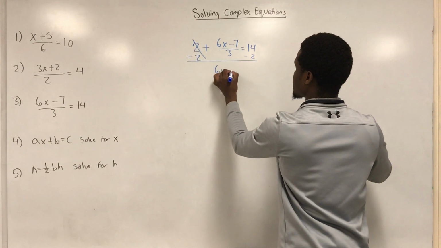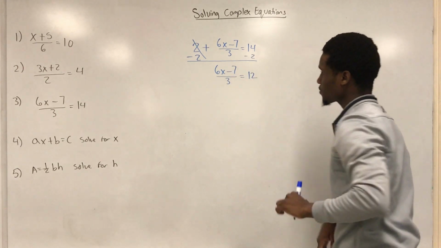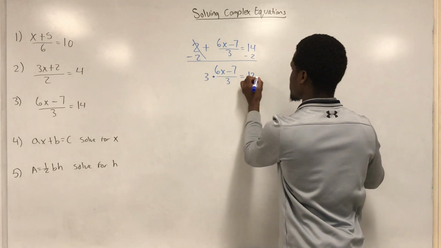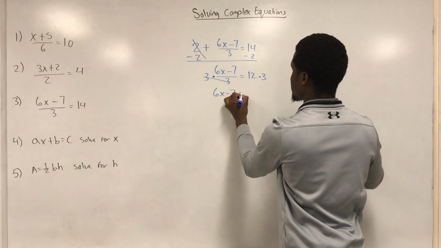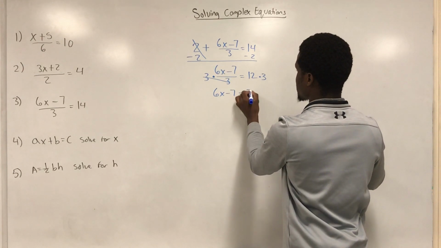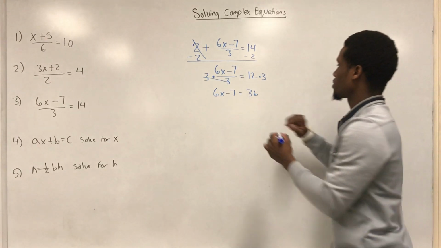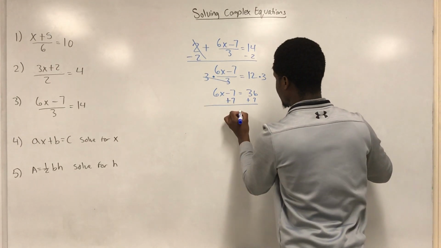Now we have (6x minus 7) divided by 3 is going to be equal to 12. We have to get to the x, so we have to multiply by 3, times 3 times 3. We have 6x minus 7 is going to be equal to 12 times 3 is 36. Now, let's continue to try to get the x by itself, plus 7, plus 7.